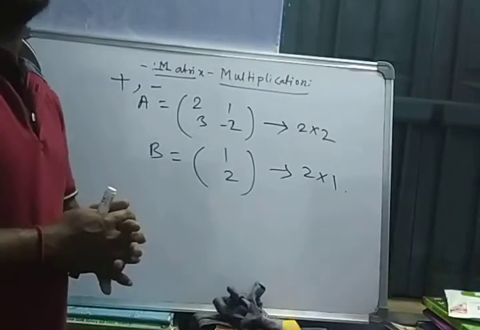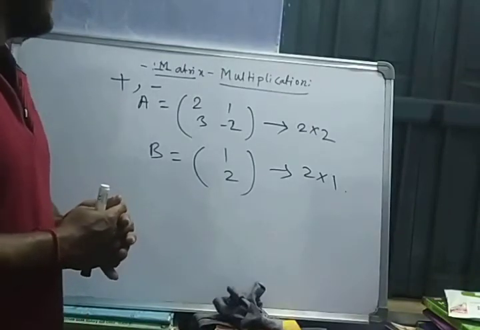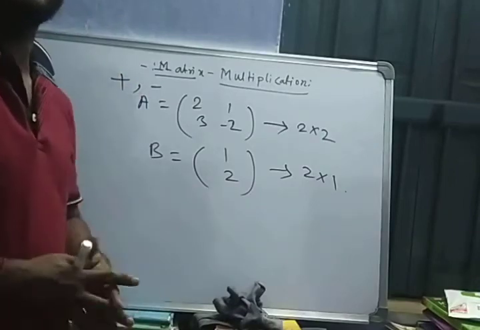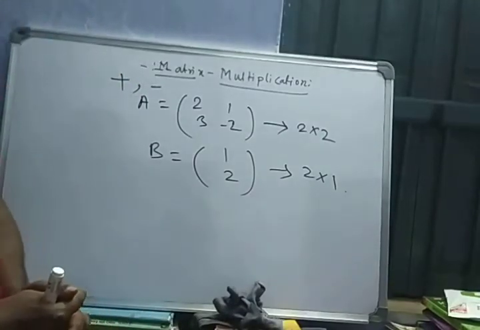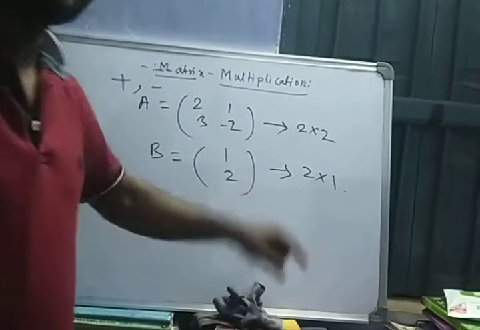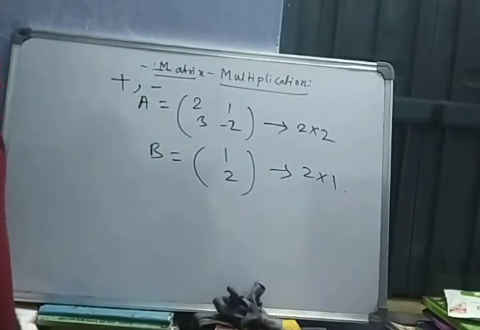There is some rule. It is not necessary that if addition and subtraction is not possible, then multiplication is not possible. It does not depend. Multiplication does not depend on addition and subtraction.